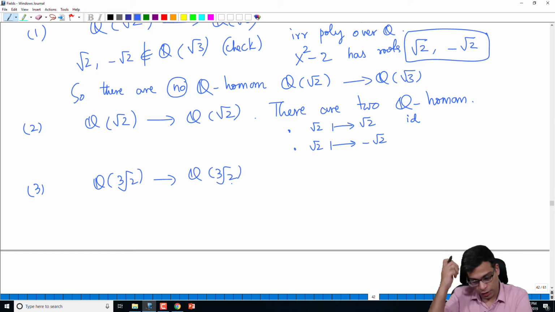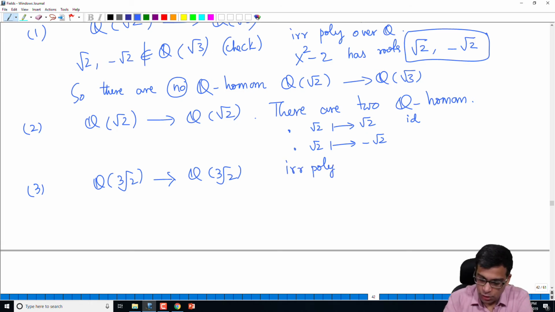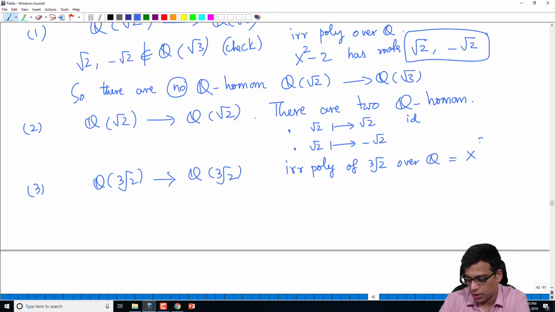So this is the example that we considered earlier. Cube root of 2 has an irreducible polynomial. So again, this is the mantra. To determine the possible images of an element, look at its irreducible polynomial, find out its roots, and see what are the possible elements that you have in the target field. So the irreducible polynomial of cube root of 2 over Q, it is very easy to check again, is x cube minus 2.